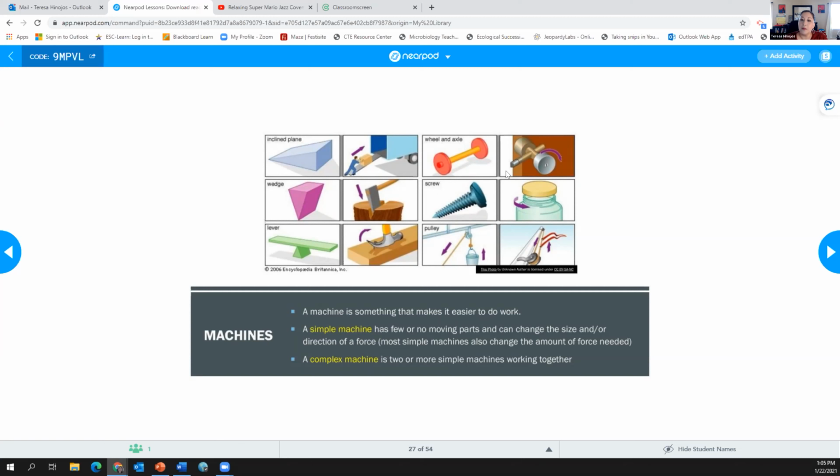But some of these simple machines are going to make the work easier. Some of them, especially pulleys, will change the amount of force by a certain fraction, depending on how many pulleys you use. And a complex machine is basically just two or more simple machines that are put together. Again, with these simple machines, all they're really doing is changing the direction of that force, which is making things easier.